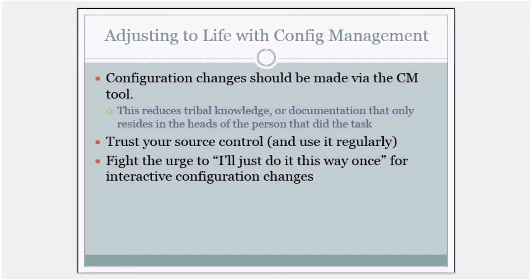We definitely learn to trust our source control, check in regularly with good commit messages. And we really had to fight this urge, like, oh, well, I'll just go change the firewall rule here once, and then I'll go back and add it in. If you don't stick a ticket in your ticketing system, or an item on your Kanban board, or a big note to yourself in Outlook to go and make that change, you really have to fight that urge to say, I'll just do it this way once, because you'll forget.